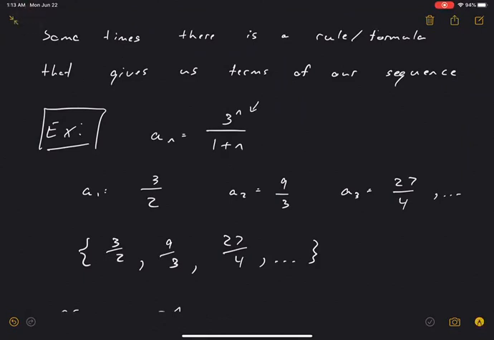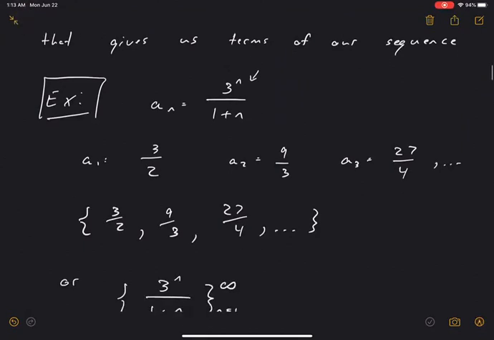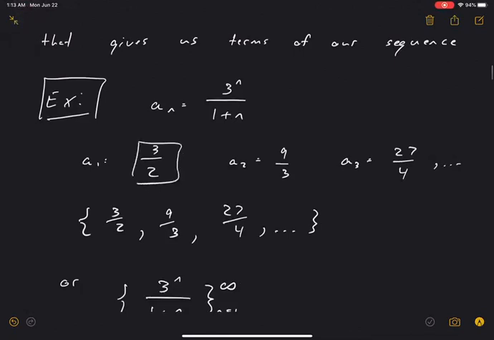Let's first figure out a couple of terms, and then we can write this sequence somehow. So what is a1? What is the first term of my sequence? I'm going to take the number 1 and plug it into this formula. And what do I get? I get 3 over 2. Now I'm going to take 2 and plug it into my formula. And what do I get? I get 9 over 3, and so on. So these are the terms of my sequence.